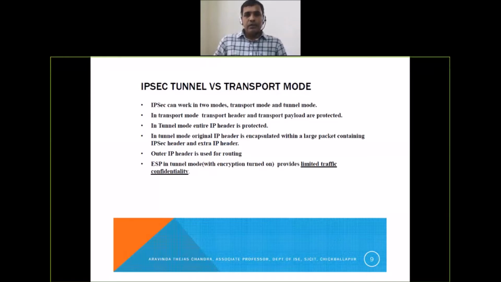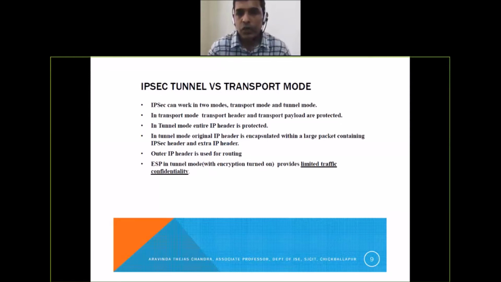The concept is simple. IPsec works in two modes, transport and tunnel mode. Let us see what transport mode is. In transport mode, only the transport header and transport payload are protected. That means you have a packet where the IP header is there, the TCP or UDP header is there, followed by the payload, which is the data. So in transport mode, only the TCP header and the payload are protected. In tunnel mode, the entire IP header is protected.